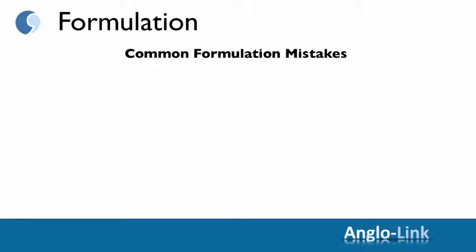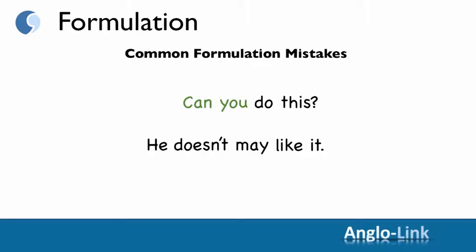Right. The third category of mistakes is using an auxiliary with the modal verb. Modal verbs take direct questions and negative forms. So the correct question is, can you do this? The correct negative is, he may not like it.